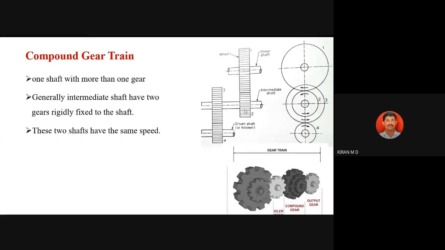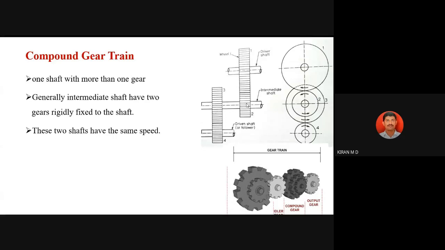When this shaft rotates in the same direction and at the same speed, gear 3 will rotate because gear 2 and 3 are mounted on the same shaft. At whatever speed gear 2 rotates, gear 3 rotates at the same speed. So gear 3 will drive gear 4. This concept we are going to call the compound gear train.